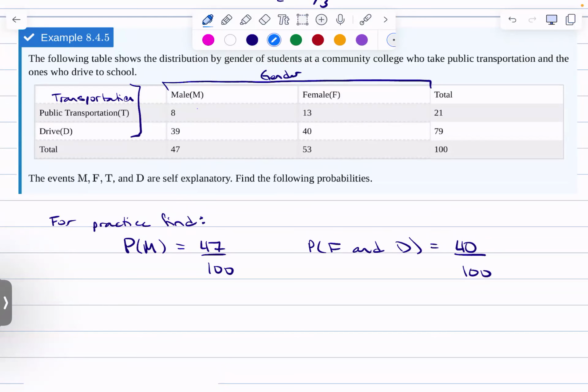Just as a note, this would be T and M. But of course, it could be M and T if that's what you need, right? Because around the "and," it doesn't matter. This would be T and F. This is D and M. And this is D and F. And out of the 100, right, gives you the overall probabilities.